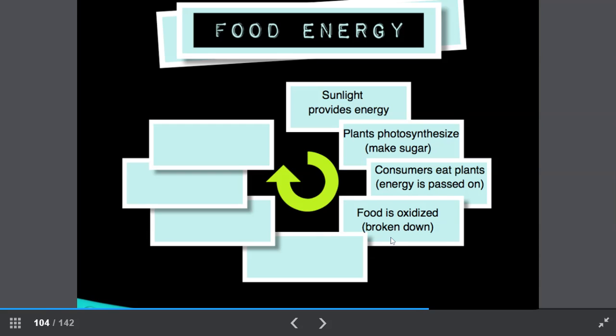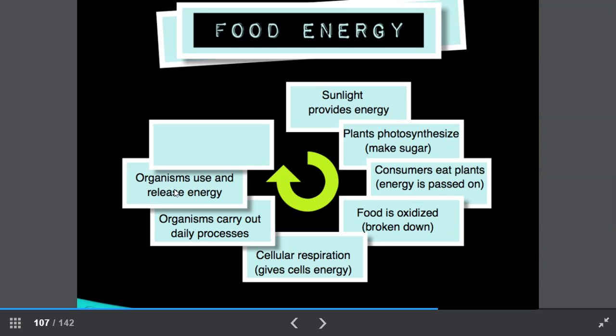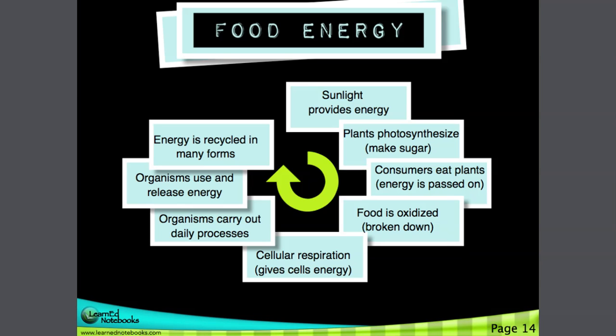Next, food is oxidized or broken down. Cellular respiration gives cells energy. Organisms are able to carry out daily processes that are necessary for life. Organisms use and release energy. And finally, energy is recycled in many forms. Take a moment and complete the chart at the bottom of page 14.